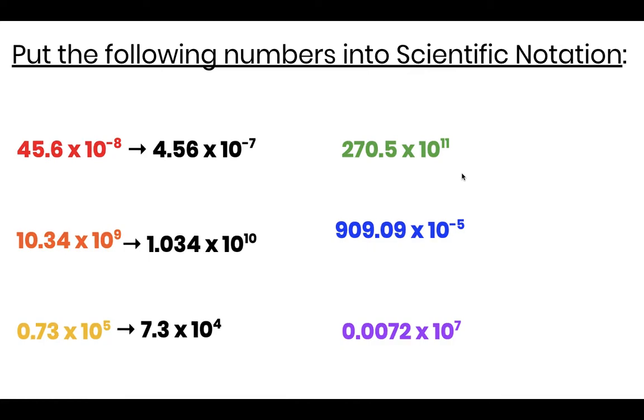Moving over to the other column, 270.5 times 10 to the 11th. So this time, 270 is way too big. We need to move it 2 place values. We're going to put our decimal between the 2 and the 7.